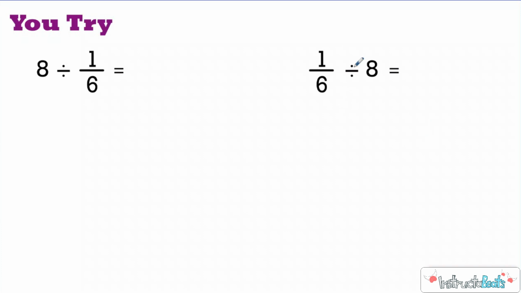So hopefully you just paused it. I'm going to quickly go over it so you can self-check. And if you got it wrong, that's okay. Just fix your mistake. It's okay to fail as long as you learn from it. So let's jump right in.